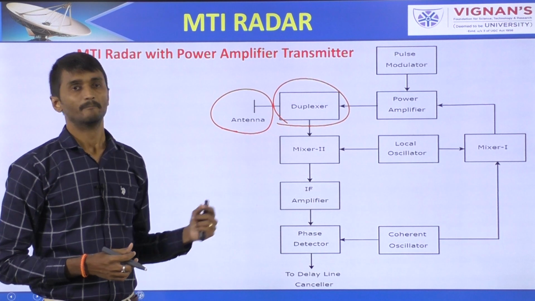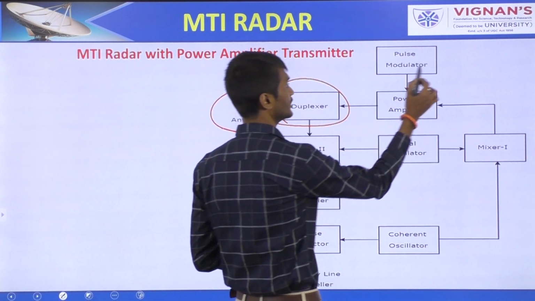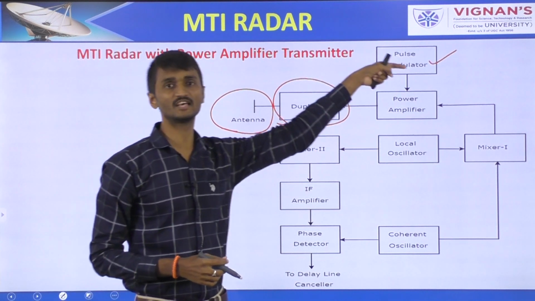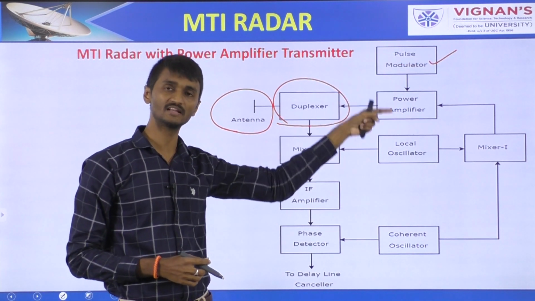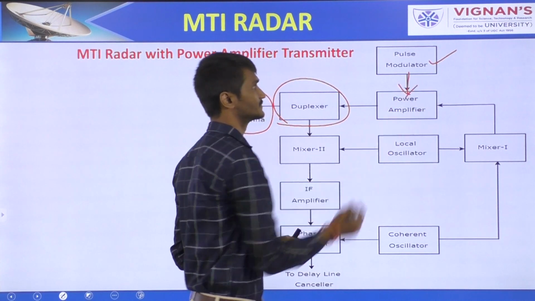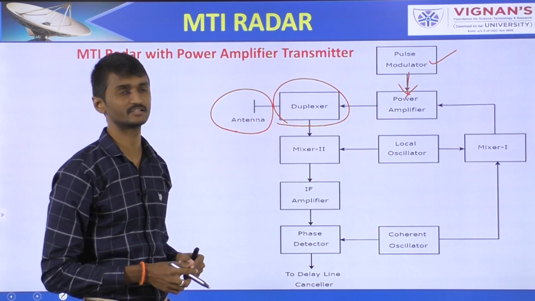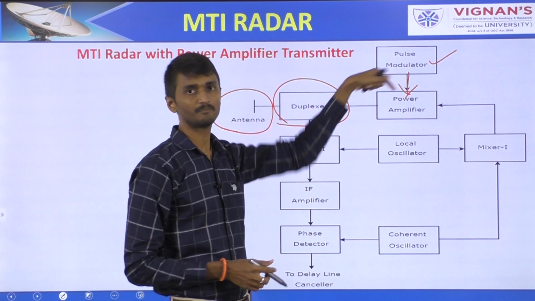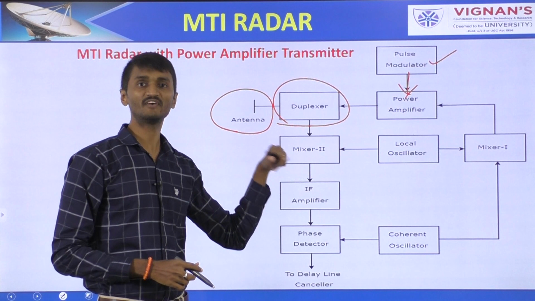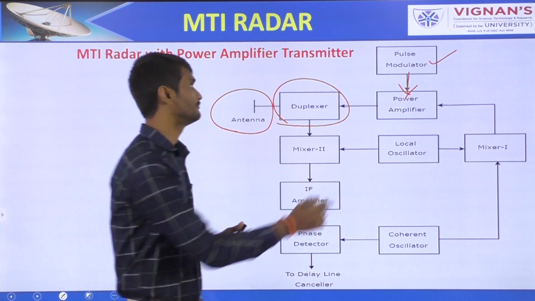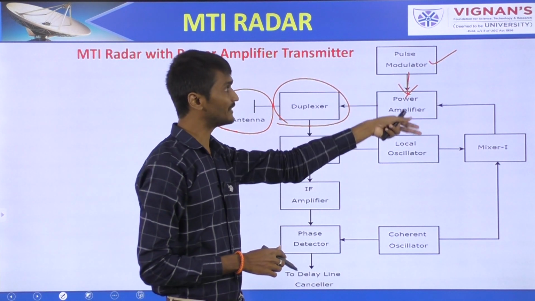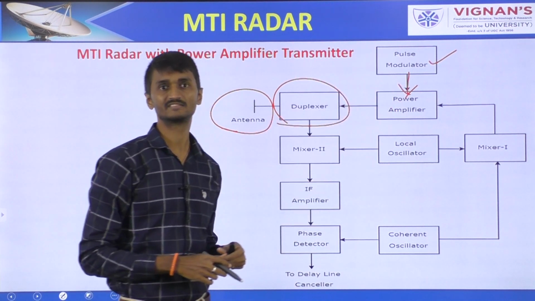So first one is the pulse modulator. It produces a pulse modulated signal and is applied to the power amplifier. The power amplifier amplifies the power levels of the pulse modulated signal.